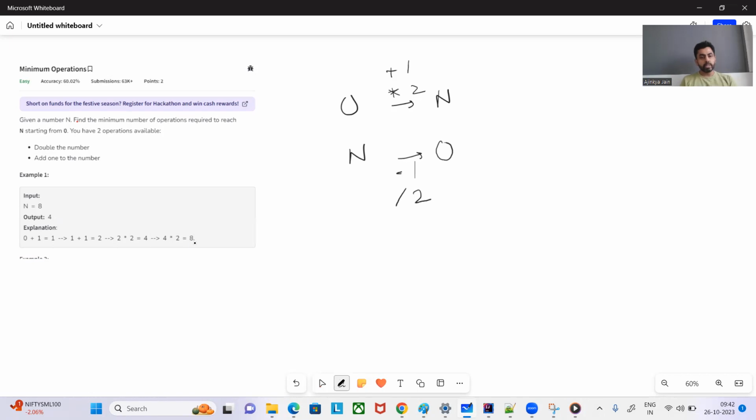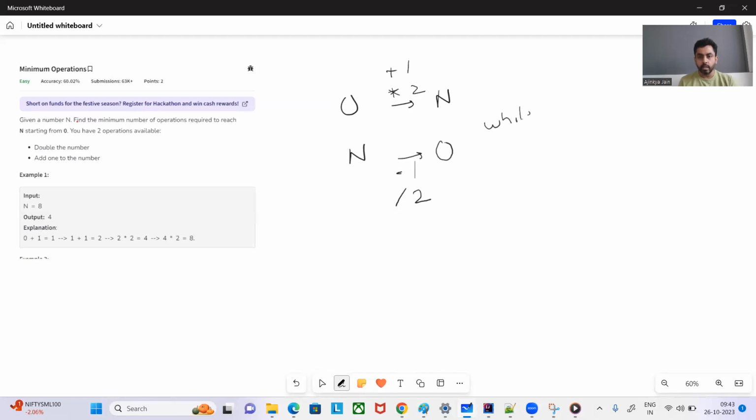So as we have observed the pattern, whenever there is an odd number, we were adding 1 to the number, and when there was an even number, we were doubling the number, that is multiplying by 2. So the problem now becomes simple. Whenever there is an even number, we are going to divide by 2, and if the number is odd, we are going to subtract 1. So the problem becomes pretty simple.